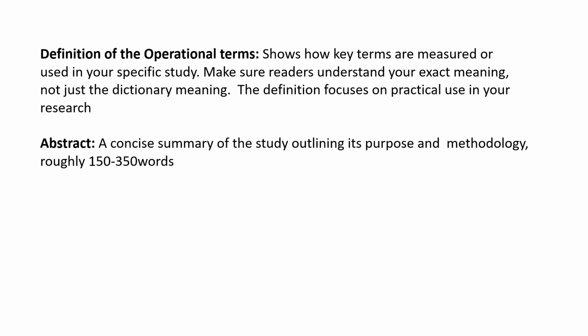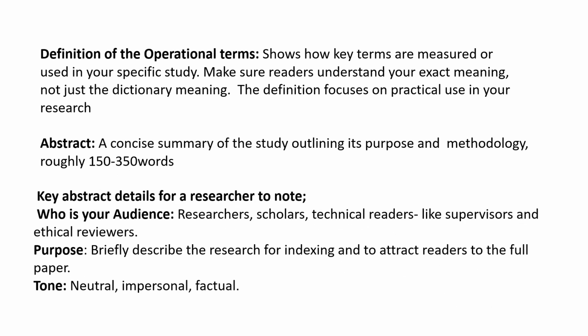Then move on to an abstract, which is a concise summary of the study, outlining its purpose and methodology, roughly 150 to 350 words. What are the key abstract details for somebody writing a proposal? You must bear in mind who your audience is, and the audience for academic research are the researchers, the scholars, technical readers like supervisors, and ethical reviewers.